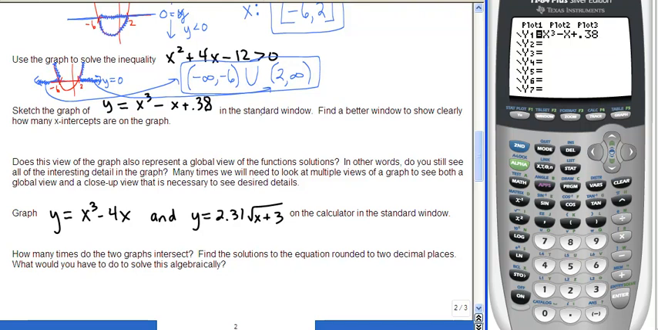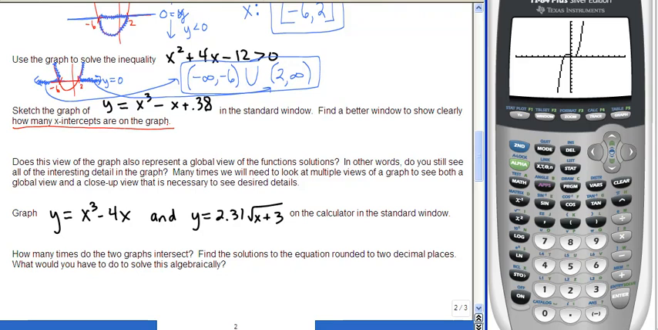And it says to do this in a standard window. So let's go to Window. I've got mixed up dimensions here, so I'm going to just go to Zoom 6 for Zoom Standard, and that will automatically change those window settings to -10 to 10 for x and -10 to 10 for y. So this is the graph that I see. And what we want to do for this question is find out how many x-intercepts are on the graph.